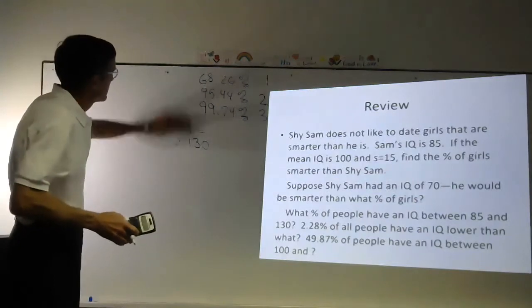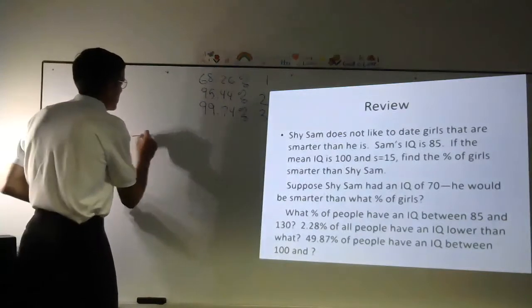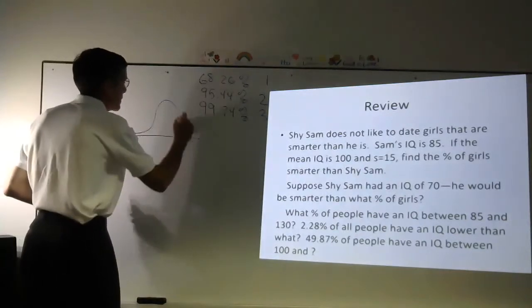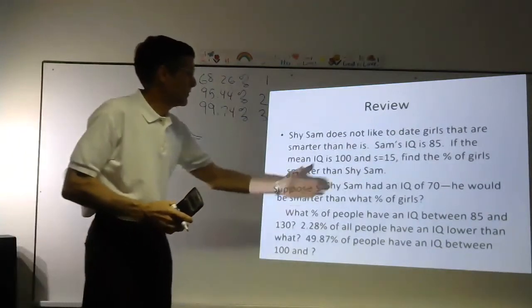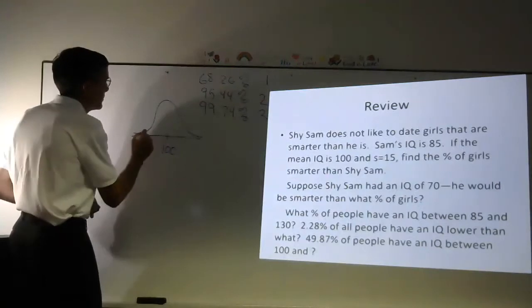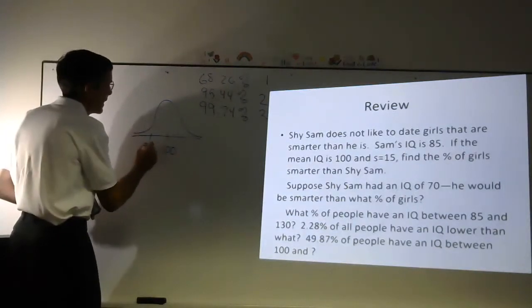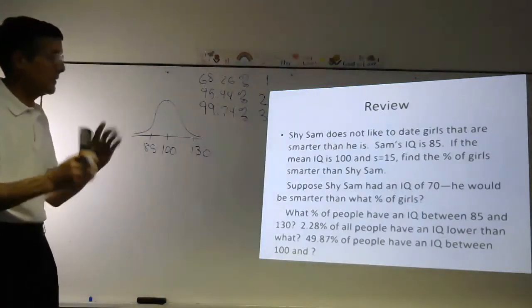I think I better draw a new picture. Okay, so let's start again. So here we are. 100's in the middle. It says, what percent of the people have an IQ between 85 and 130? Between here's 85 and here, way over here, is 130. Now, this is a little tricky.